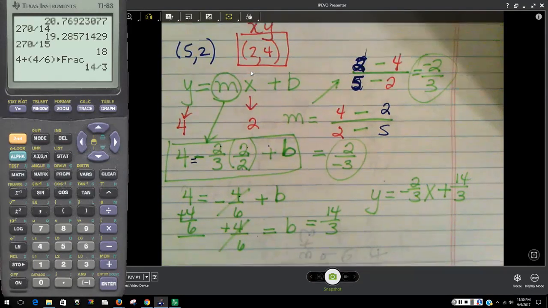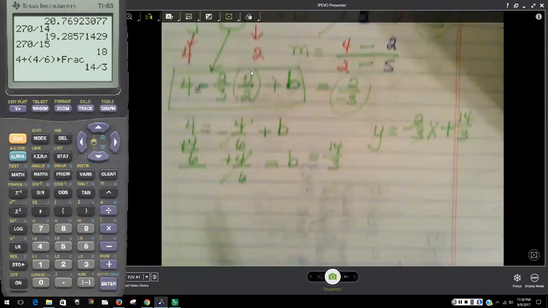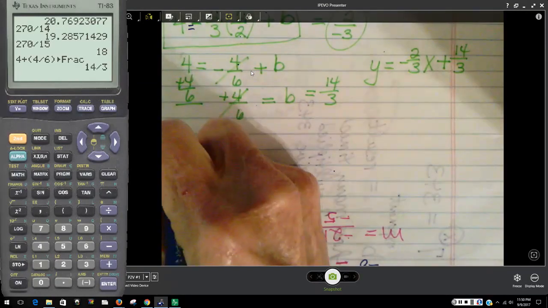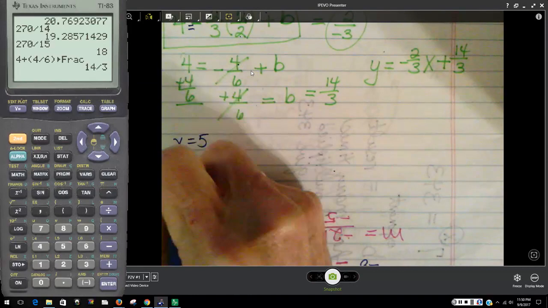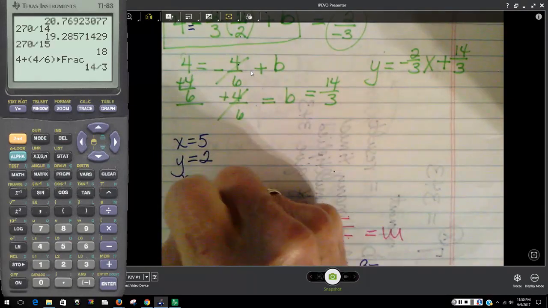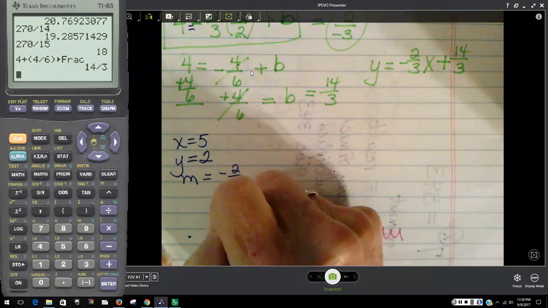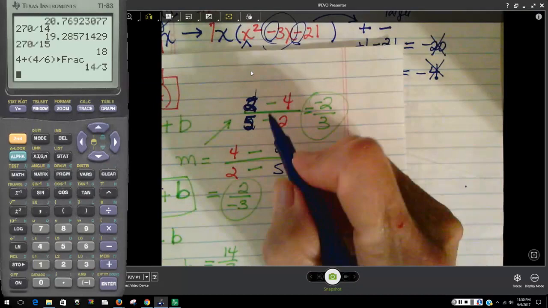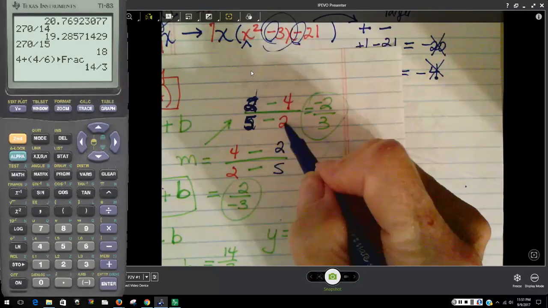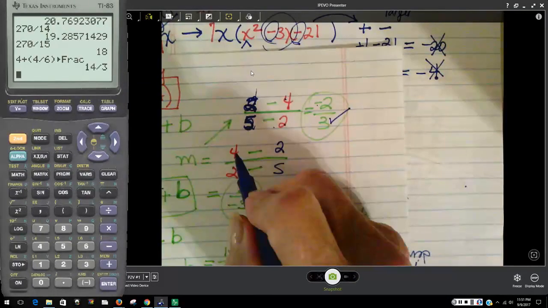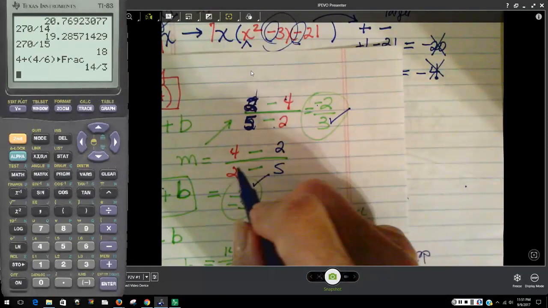Let's check ourselves. Actually, let me check myself. I'm going to use the point 5, 2. Let me double check I did get the slope right. So I've got 5, 2, 2, 4. 2 minus 4 is negative 2. 5 minus 2 is 3. 4 minus 2 is 2. 2 minus 5 is negative 3. So yes, negative 2/3 is the correct slope.